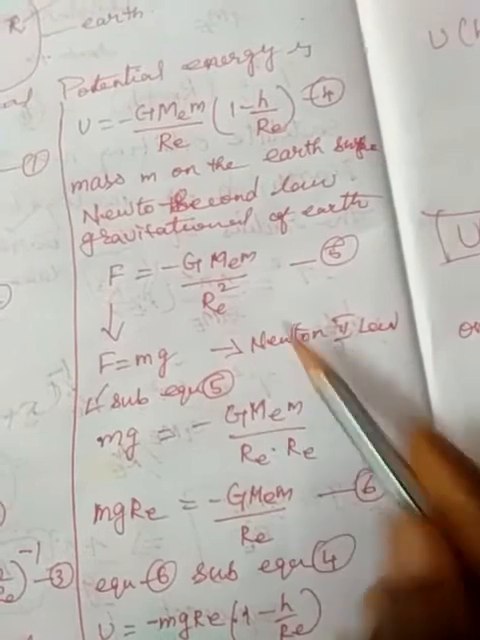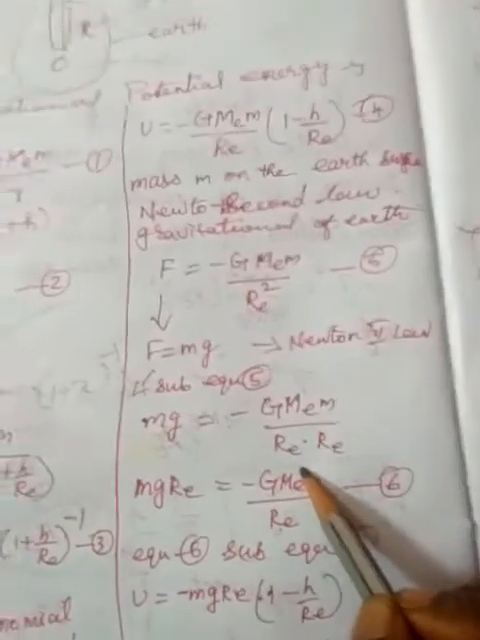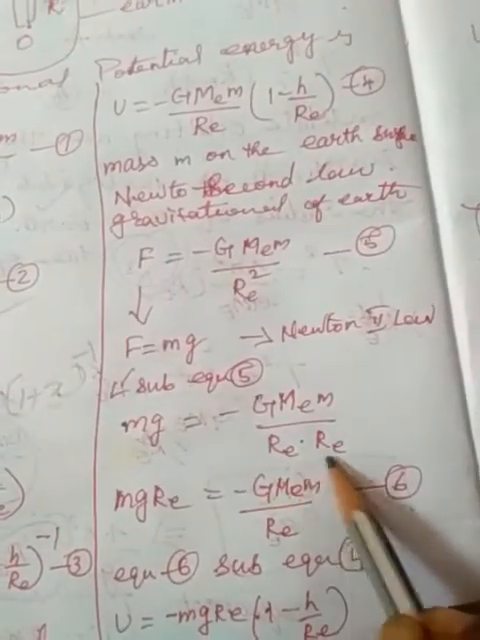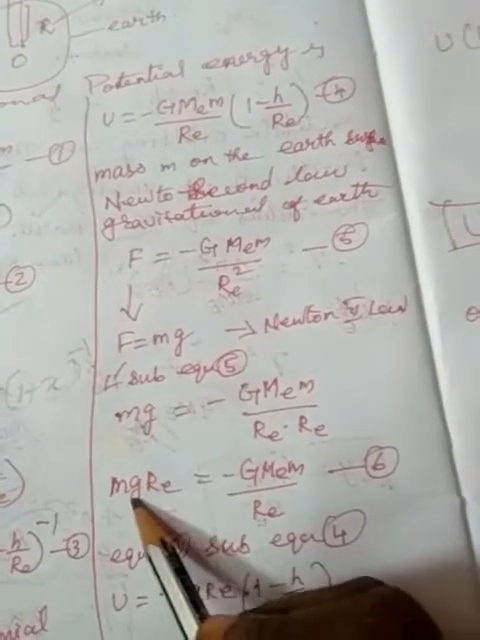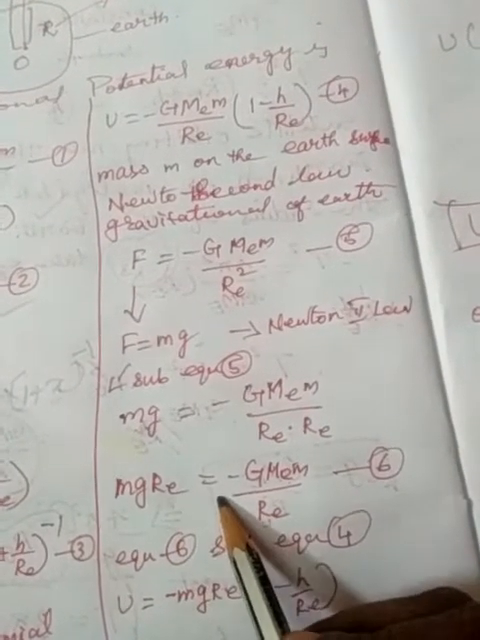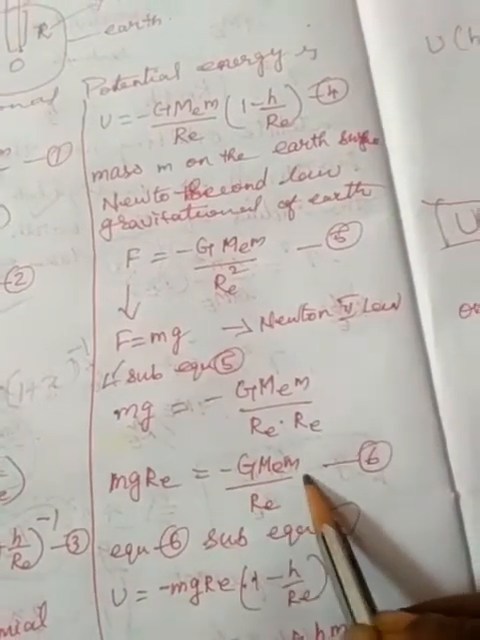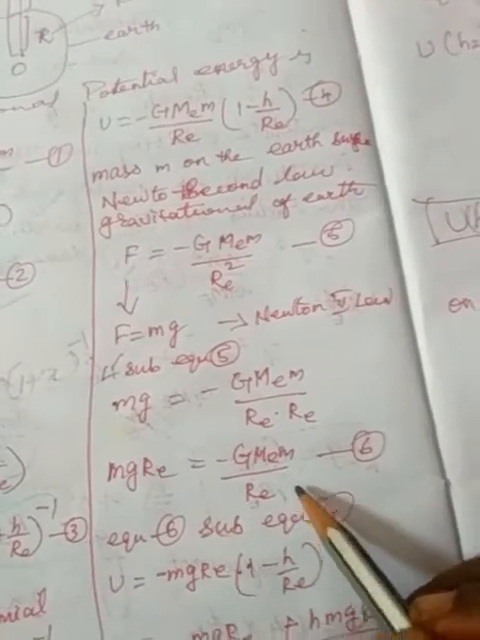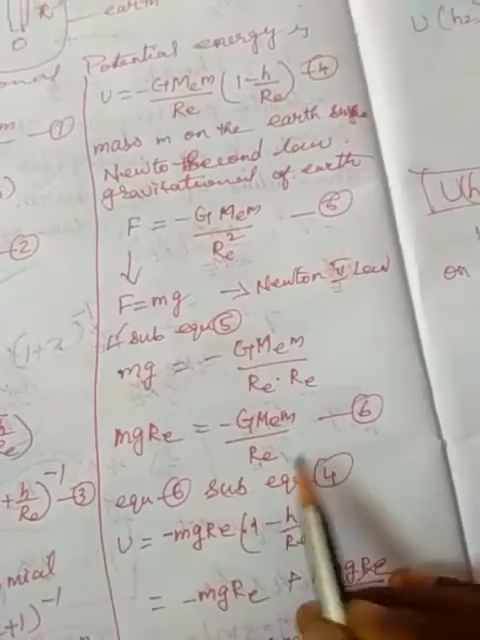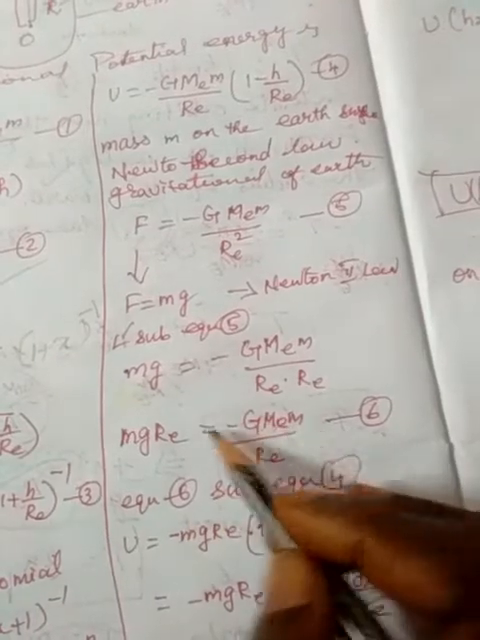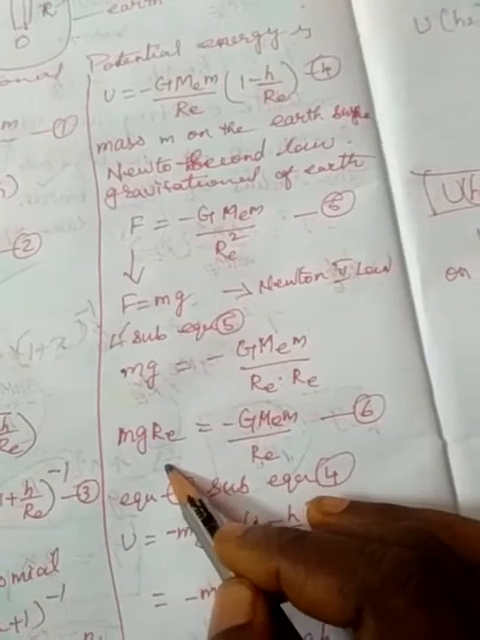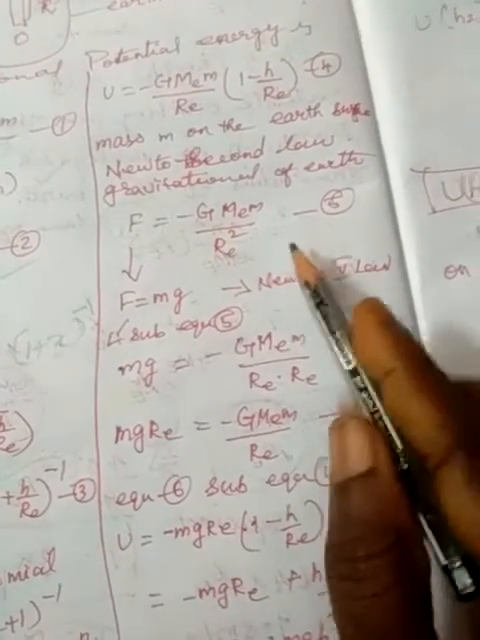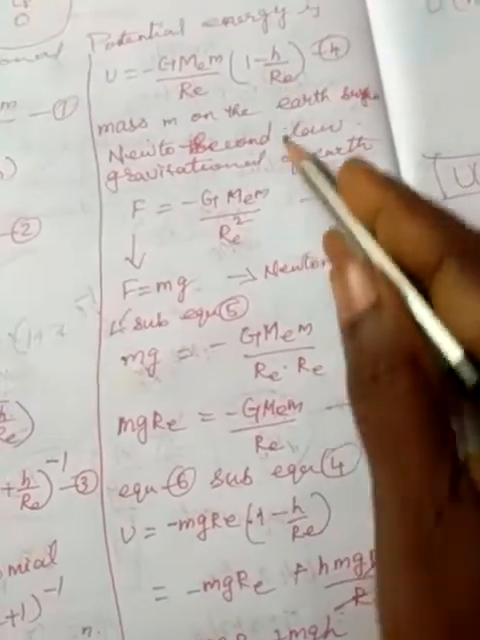Now I split out R_E. Taking 1 by R_E to the other side, the multiplication gives mg R_E equals minus G times the mass of the earth, mass of the object, divided by the radius of the earth. This is the sixth equation. We substitute this value into equation 4, here.